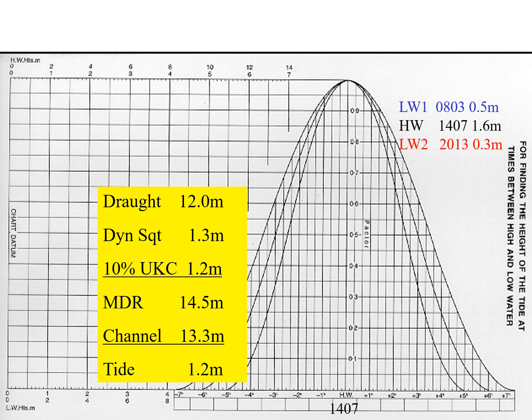Here I have assumed the times and heights. Let's assume that we had two low waters and one high water on this day. The low water one time is 0803 with a height of tide of 0.5 meters, the high water is at 1407 and 1.6 meters, and the low water two is at 2013 at 0.3 meters. Normally if there are two low waters, there are also two high waters, but in this case let's assume the next high water would have occurred on the next day.